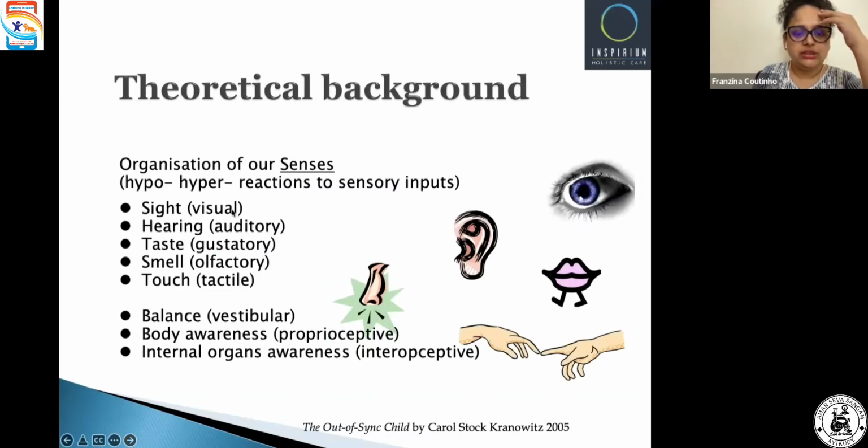Okay, so we've already done this where we have our sensory systems and you have all the sensory components here. If you all have not read this book, The Out of Sync Child, I highly recommend you read it. It's a great book. It's really good. It has lots of examples. They have a newer version, I think, that came out in 2012 or something like that. That was also very, very good.